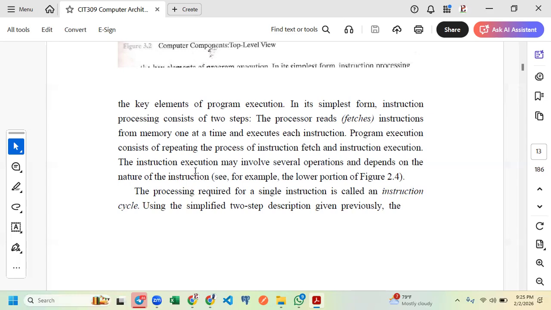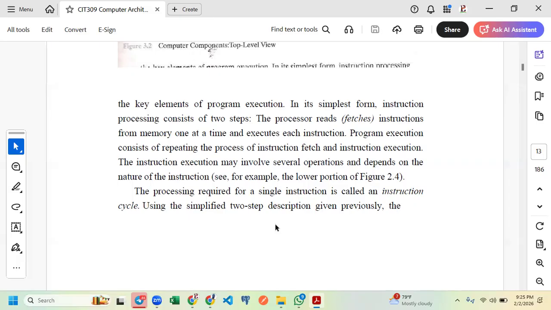Now, program execution consists of repeating the process of... Hello, sir. Yes, hello, sir. This processor here is actually talking about the CPU, right? Yes, the processor is the CPU. So which component of the CPU actually fetches that instruction from the memory?